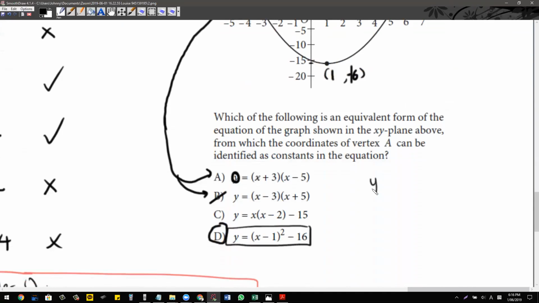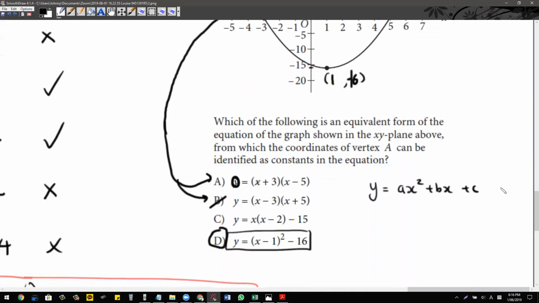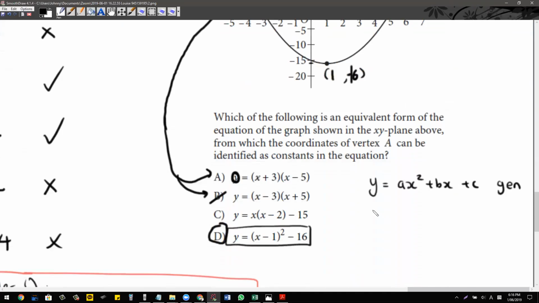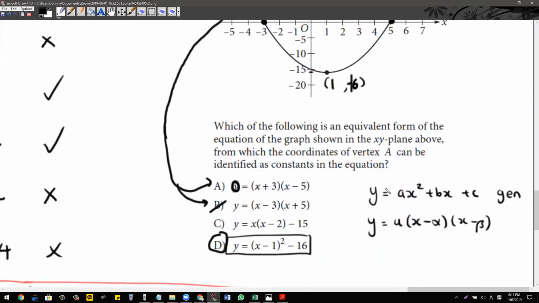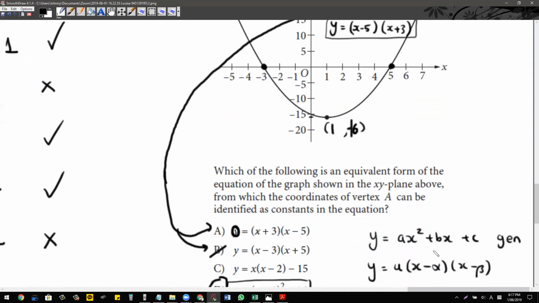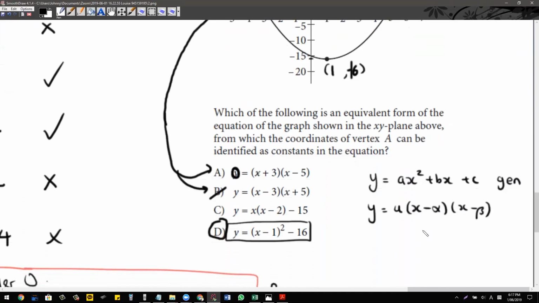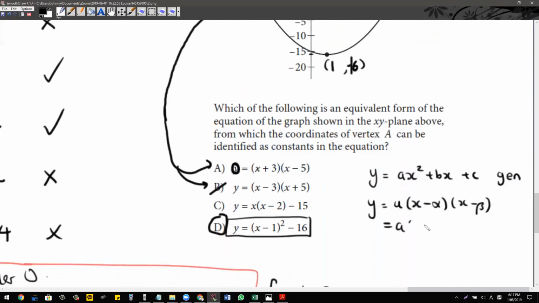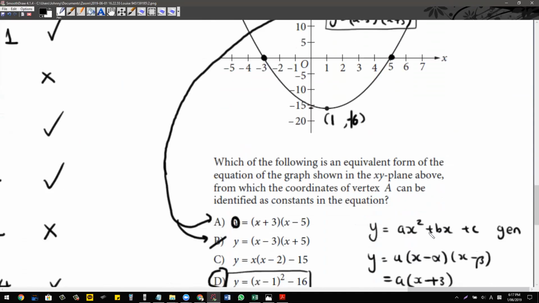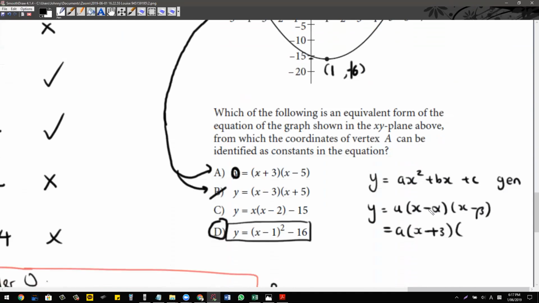So there are three forms. y equals ax squared plus bx plus c, that's the general form. And the factorized version is a(x - alpha)(x - beta), that's the factorized form, where alpha is -3 and beta is 5. If the x-intercept is -3, then you get x minus -3, that's why you get +3. So there's a reason why there's a negative sign in the formula.